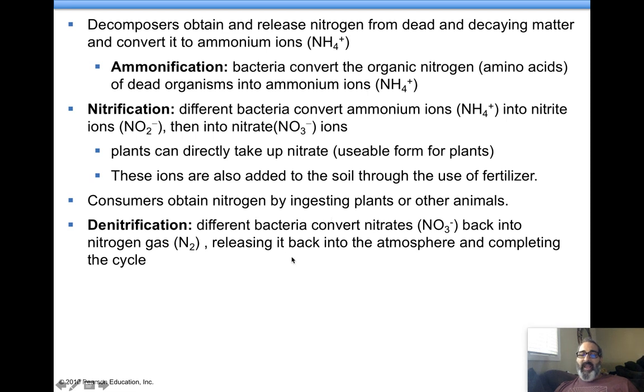Okay. And finally, denitrification. This is a negative step for plants. This is where certain soil bacteria can take those usable nitrates and convert them back into nitrogen gas that enters the air. So it kind of removes the usable form from the soil. So denitrifying bacteria would not be good for plants.